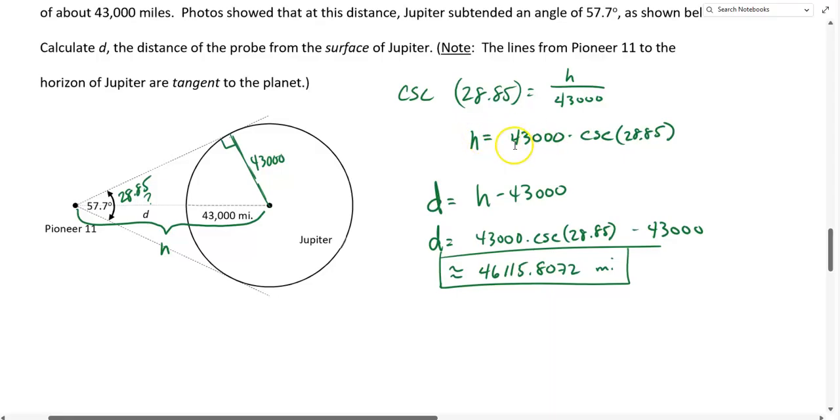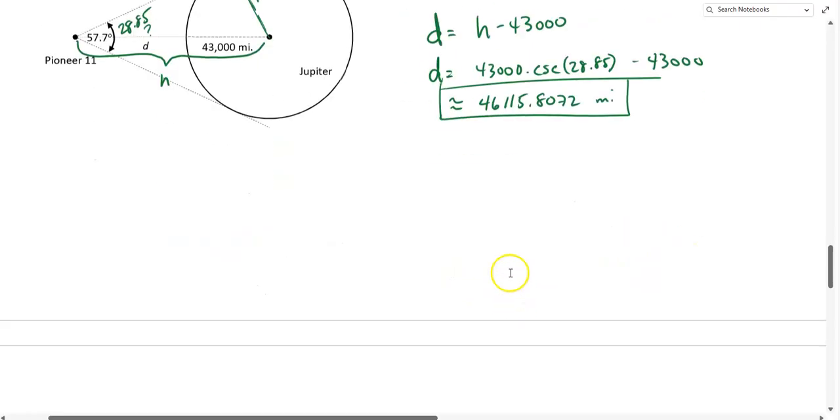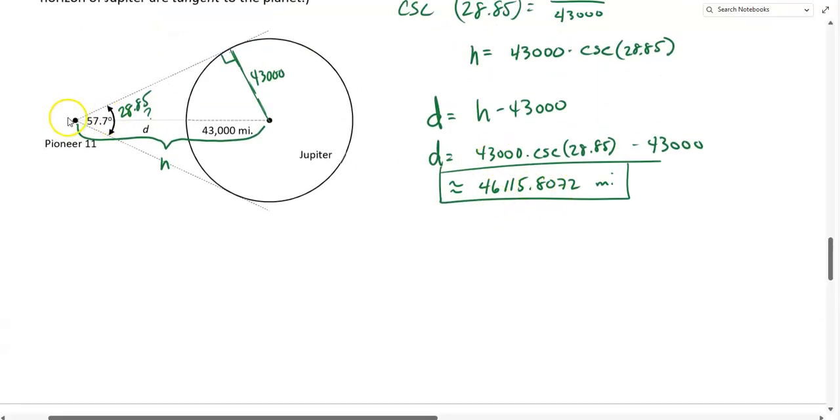Now h is going to be whatever the result of 43,000 times cosecant of 28.85 degrees is, but I didn't actually compute that ahead of time. I'm waiting until the very last step to compute that in my calculator. I know that the distance that the satellite is from the surface of the planet would be whatever the total h quantity minus 43,000 miles is. So I let the calculator do the math all in one step. 43,000 times cosecant 28.85 minus 43,000 ends up being 46,115. So the distance that the satellite is from the surface is approximately 46,000 miles.